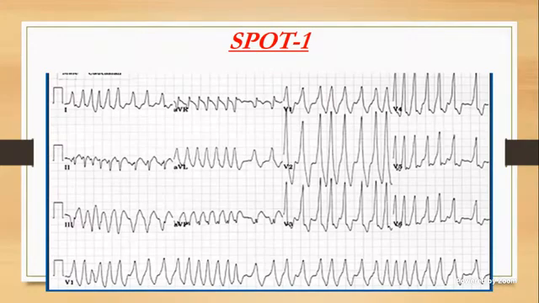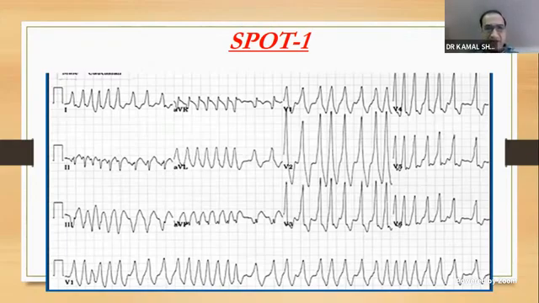So 0, 60, 120. 0 is lead 1, lead 2 is 60, lead 3 is 120, AVF is 90. AVL is minus 30, AVR is 210. The negative end of it is on the plus 30 side. So the tail of the AVR is at plus 30. So the axis is perpendicular to plus 30.